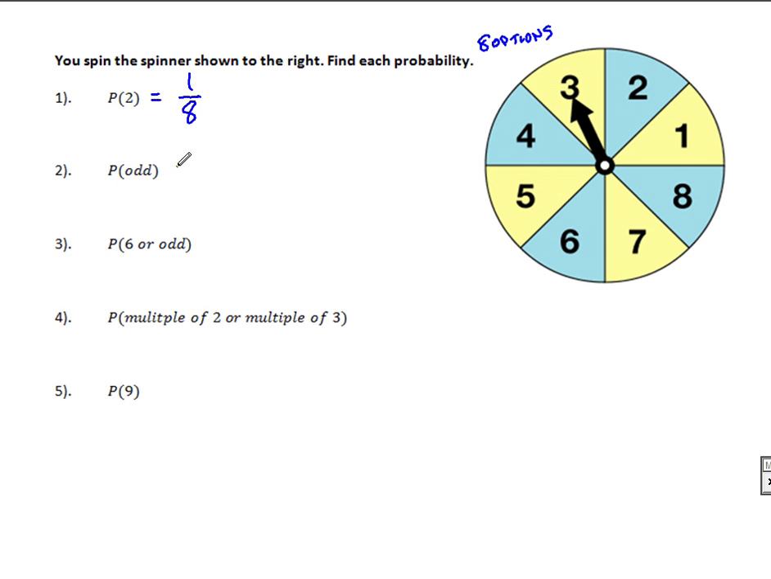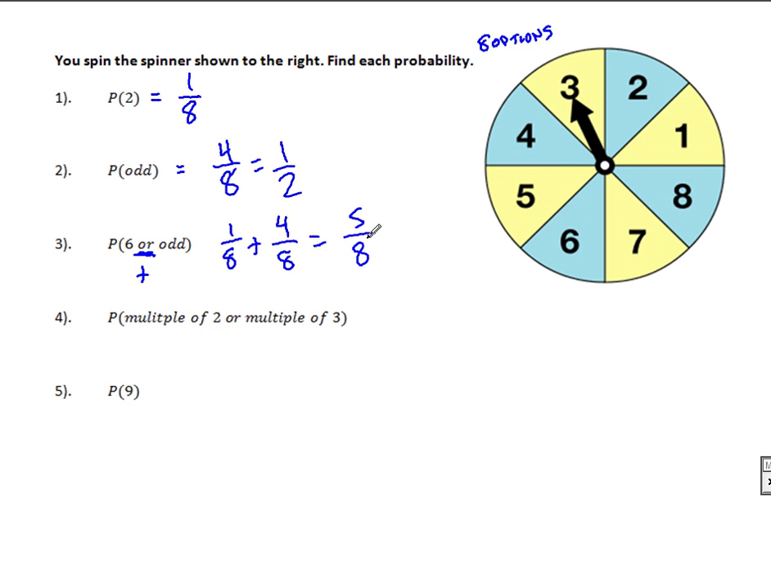Next one, probability of getting an odd. Well, your odds are 1, 3, 5, and 7. So there are 4 options out of your 8 total, which is 1 out of 2. Number 3, probability of getting a 6 or an odd. Well, probability of getting a 6 is just the 6, which is 1 out of 8. Probability of getting an odd, we just said, was 1 out of 2, or 4 out of 8. And when we say the word or, we always say add. Or means add, so 5 out of 8.